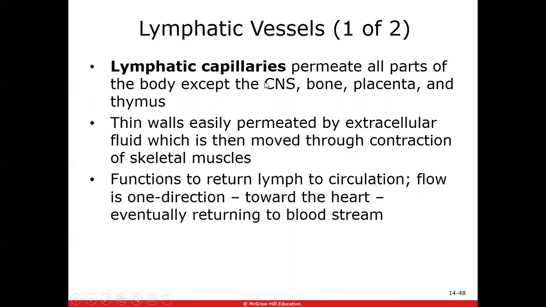You have lymphatic capillaries that go through all parts of the body except for the CNS, bone, and placenta. They have thin walls, very permeable to extracellular fluid, which is moved through contraction of skeletal muscles. So it returns fluid to the regular circulation. It flows in one direction toward the heart, and eventually returns fluid to the bloodstream.